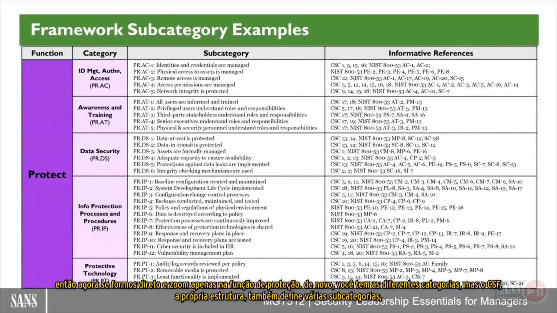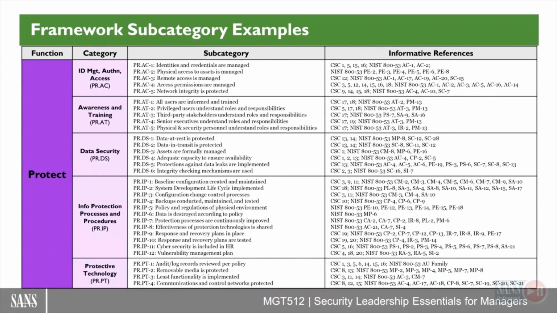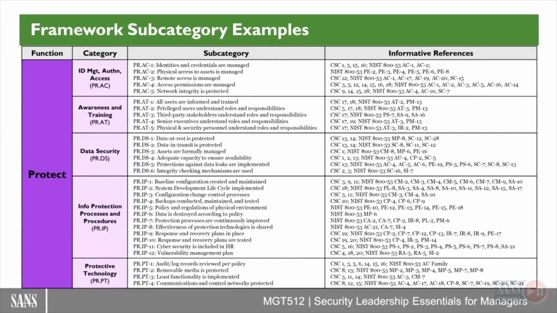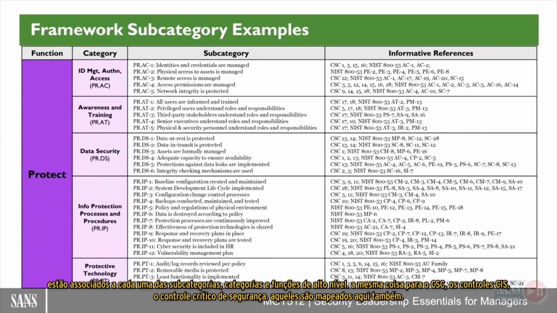So now, if we go ahead and zoom in to just the protect function, again, you've got the different categories. But hey, the CSF, the framework itself, also defines various subcategories, as we see here in this third column. Now, this is really important. It also defines various informative references here. Now, we already mentioned 853, so it defines which 853 controls are associated with each of these subcategories, categories, and high-level functions. Same thing for the CSC, the CIS controls, the critical security controls. Those are mapped here as well.